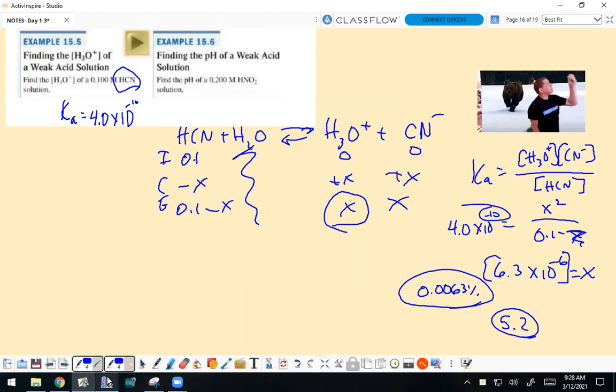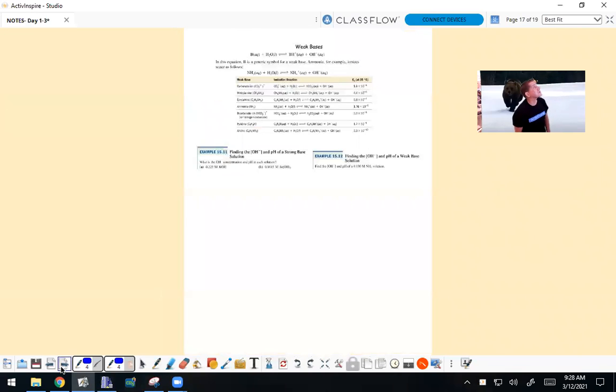All right, so same thing with the next one, and it's actually HNO2, so I'm not even going to do that one. If you want to do that one, you can. It is example 15.6 in your book, and so you can actually see them working it out. And then this little play sign there means there's actually a video that you could find online of someone doing it as well. Not me, but somebody else.